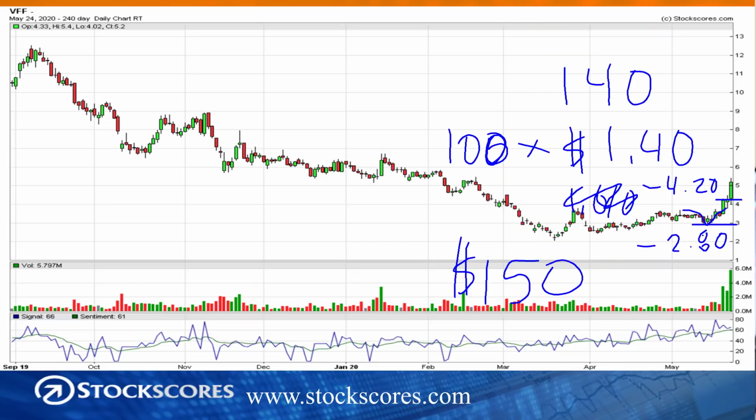Add on a little bit for commissions, it rounds off to about $300 of risk. So that's always the calculation that we want to do when we are trying to figure out how many shares to buy. When we talk about your risk tolerance, in this example I'm using your risk tolerance is $150. That's how much you're willing to lose.